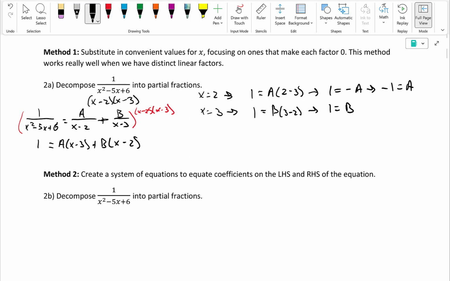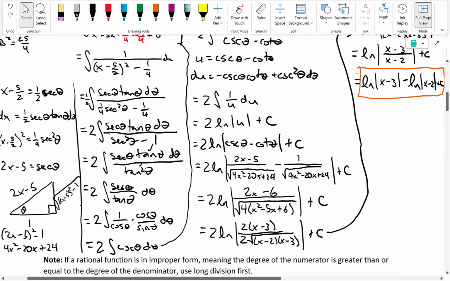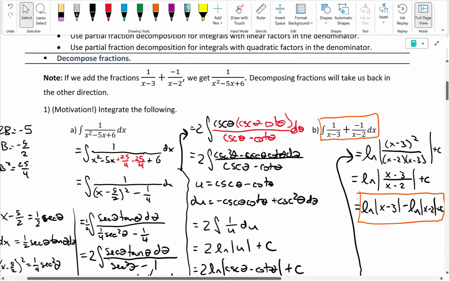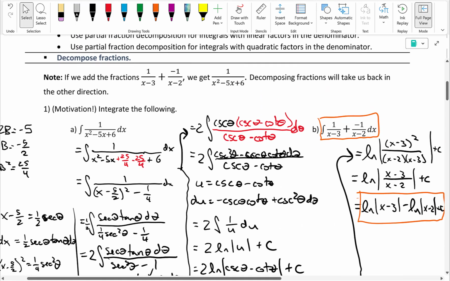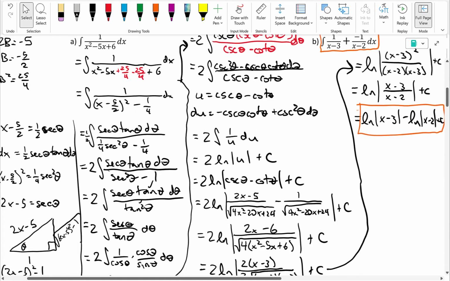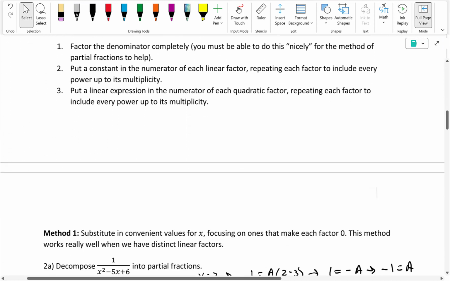And so our partial fraction decomposition, this 1 over x squared minus 5x plus 6 is equal to, what do we get? A negative 1 over x minus 2, plus a 1 over x minus 3, just like we saw above. I think I wrote it in the other order, but just depends on where you write your factors. So there the x minus 3 was first, and then the x minus 2, but positive 1 over x minus 3, negative 1 over x minus 2.